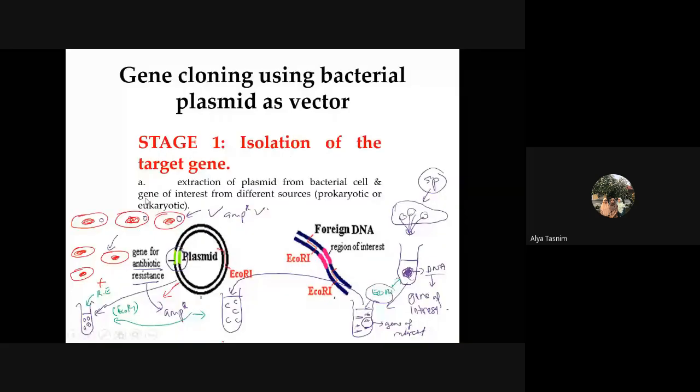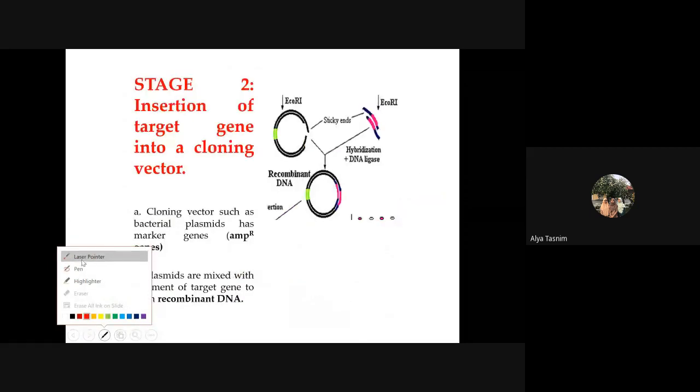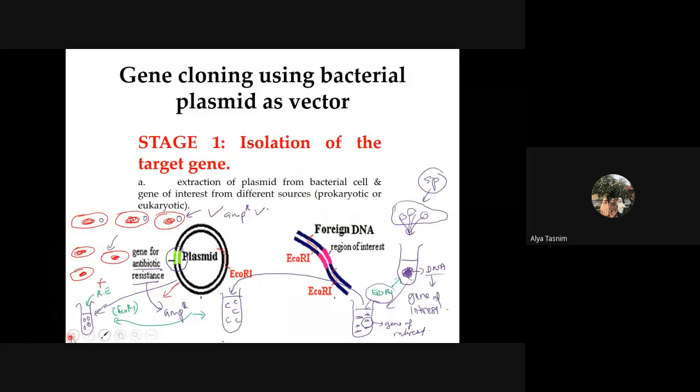Okay, so we start again for stage 1. Okay, so kita recap balik. Alright, so isolation of target gene. There are two things that you need to isolate. One is the plasmid from bacteria. Second is the DNA from gene of interest. Okay, DNA from species, other organism that contains gene of interest.